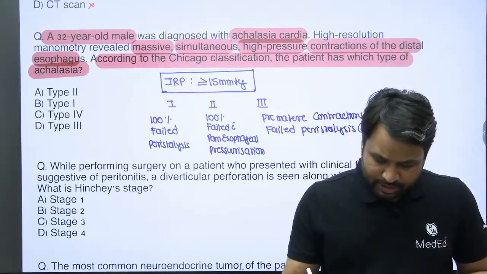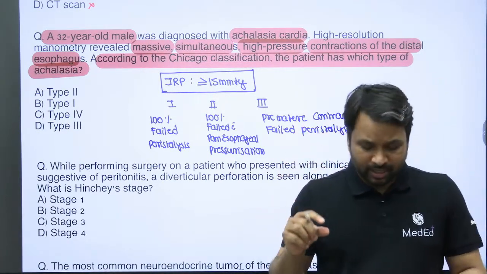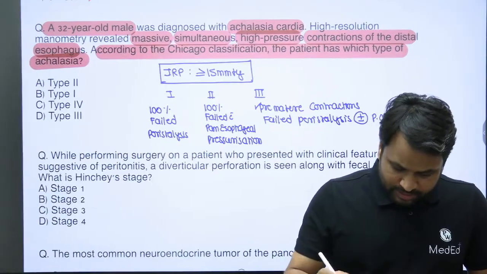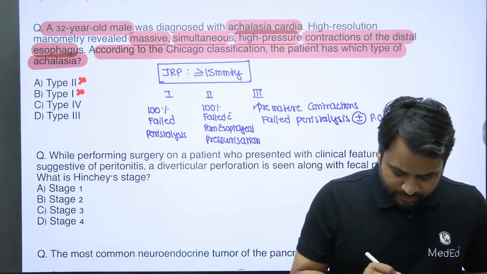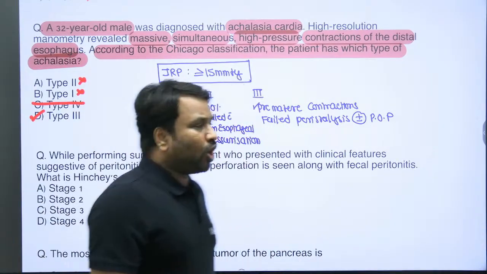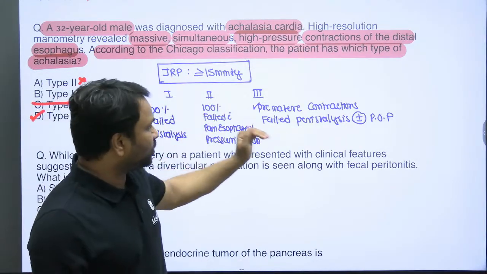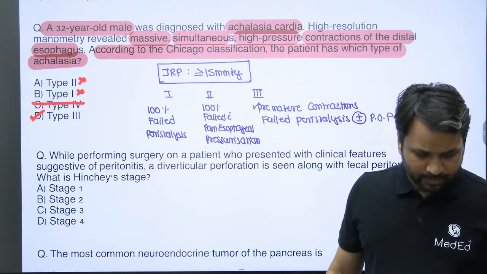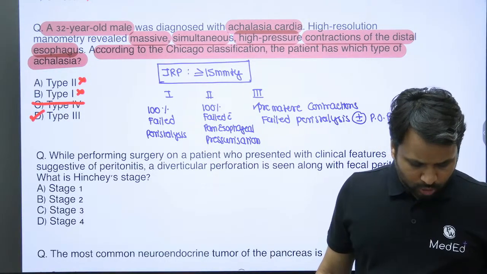Now here the patient is having a massive simultaneous high pressure contraction on the distal end. So it's only the last component that you see, which is associated with the premature contractions. In type 1 it is going to be 100% failed peristalsis, and there is no failed peristalsis being talked about here. In type 2 also there has to be failed peristalsis. There is no type 4. By default the answer will become D itself. It is going to be type 3. So your pickup point is: type 1 is 100% failed peristalsis, type 2 is 100% failed peristalsis with pan-esophageal pressurization, and type 3 is premature contraction with failed peristalsis, with or without pan-esophageal pressurization. Did you all get this? Quick feedback.